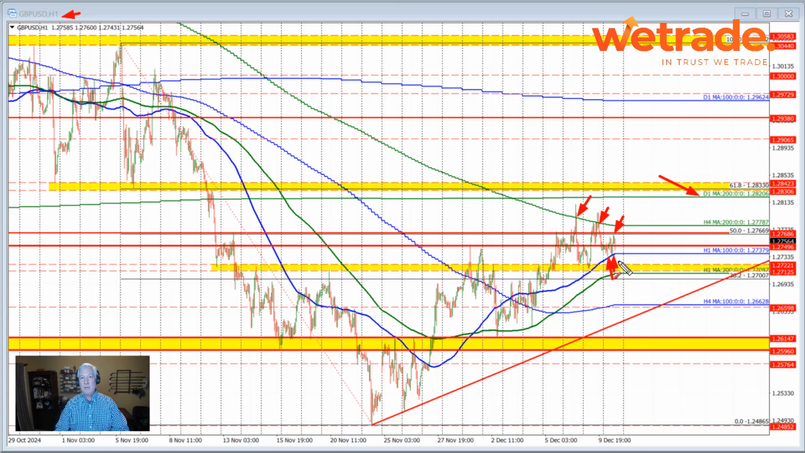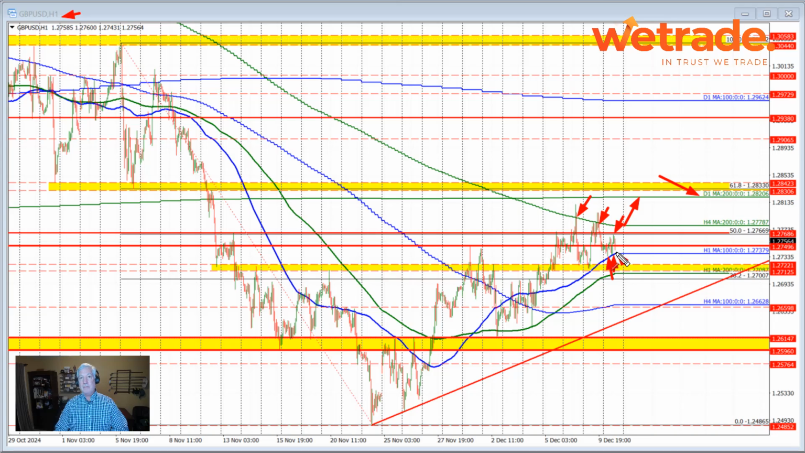So there's a little battle going on between the 100-hour moving average on the downside, that comes in at 1.2737, and the 50% retracement at 1.27669. If we can get above that 50% retracement, we're still going to have to battle with the 200-bar moving average of the 4-hour chart and stay above that level finally to open the door for a retest of the 200-day moving average.